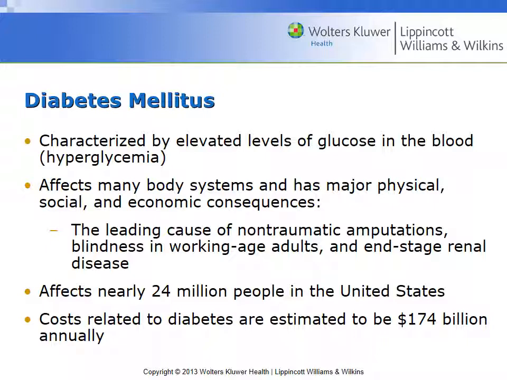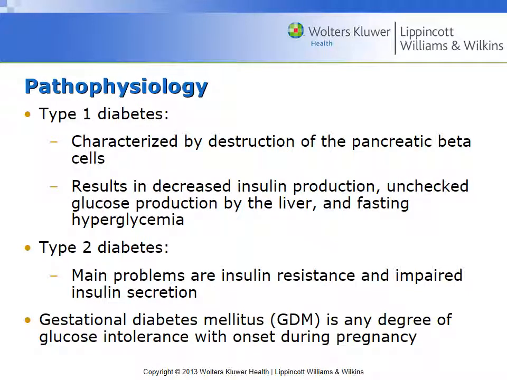It is the leading cause of non-traumatic amputations, blindness in working adults, and end-stage renal disease, and we have not been able to manage this disease for quite a period of time. Diabetes affects nearly 24 million people in the United States, and costs related to diabetes are estimated to be $174 billion annually. The pathophysiology of diabetes: there are two types, type 1 and type 2.